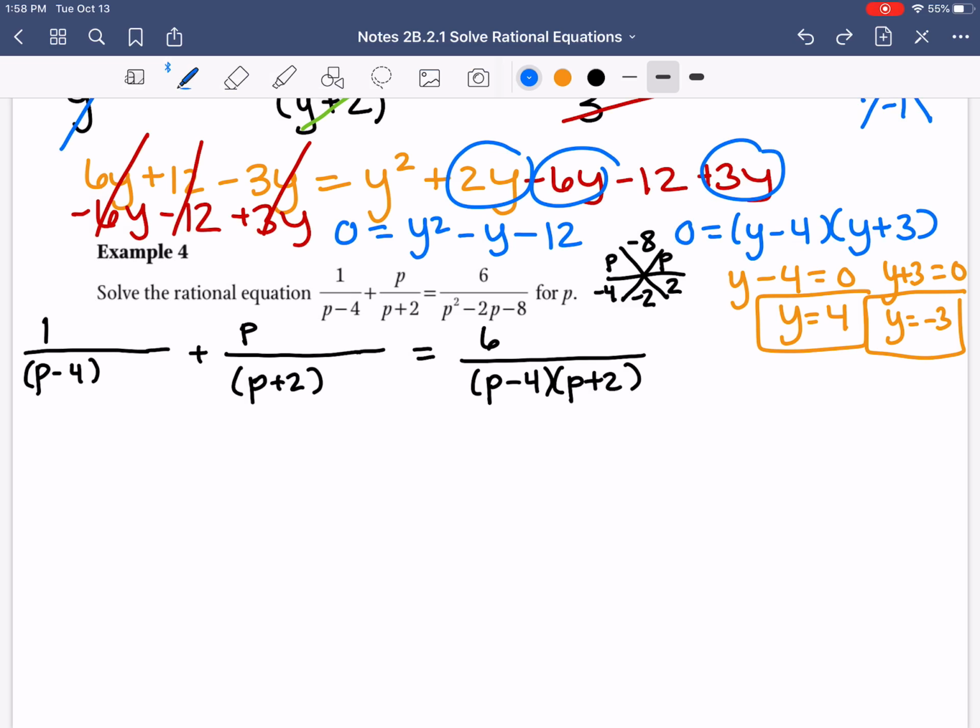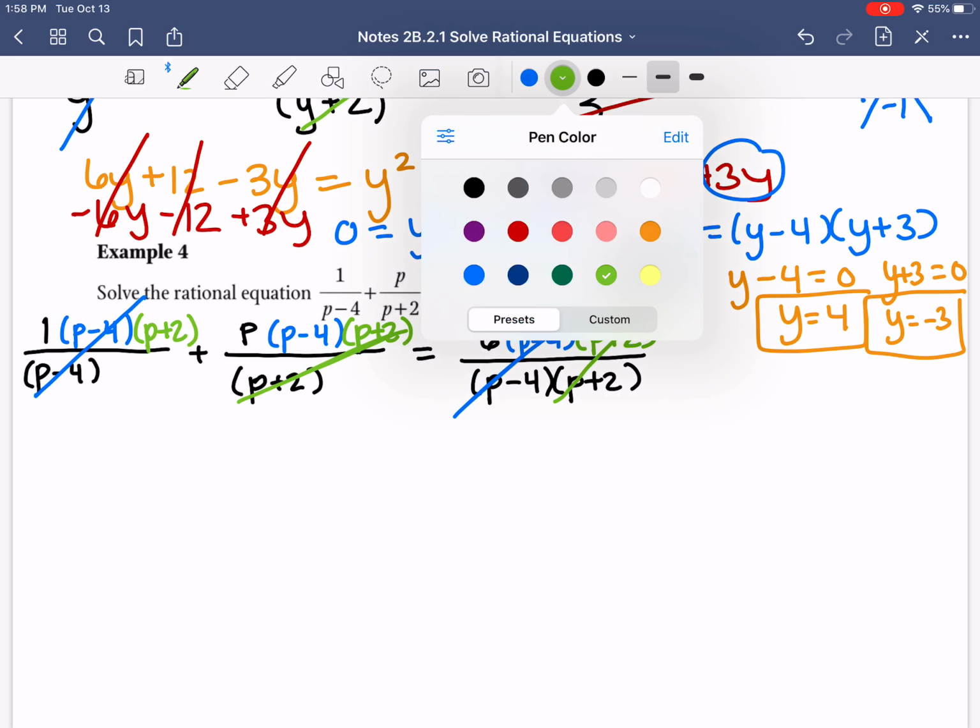So I'm going to multiply everything on top by p minus 4. It cancels in the first fraction and the last fraction. Then I'm going to multiply everything by the second denominator, which is p plus 2. When I do that, it cancels in the middle and in the last fraction. So now I don't even have to multiply anything for the last fraction. That's a good thing, because had I had to multiply by something, it would have just made my exponents larger. So we tried to cancel early on, and we factored that denominator.